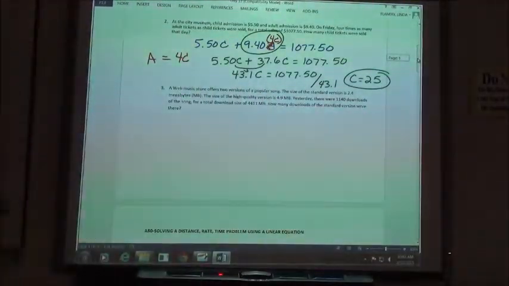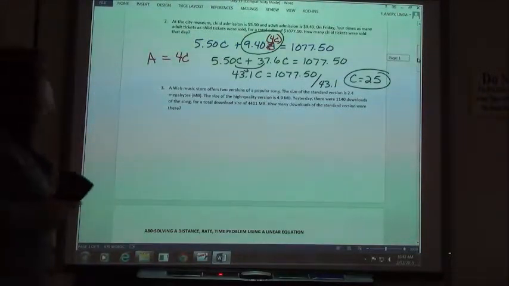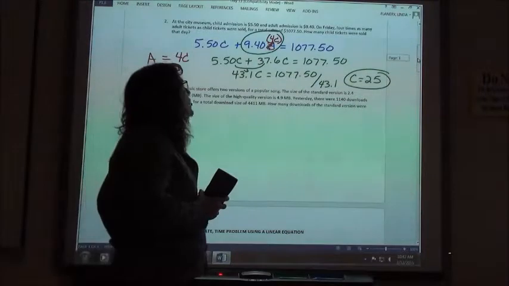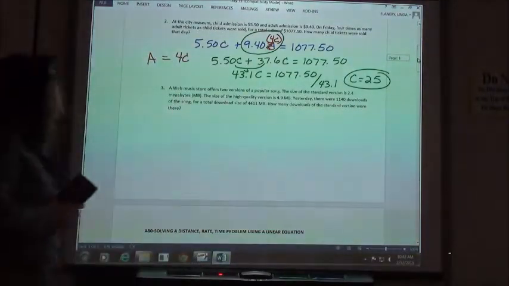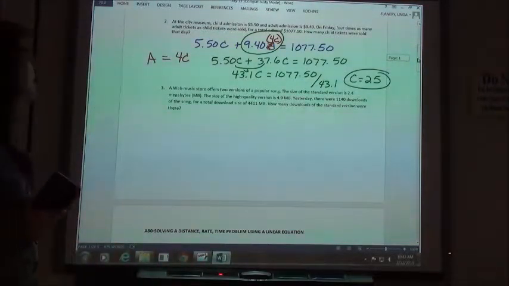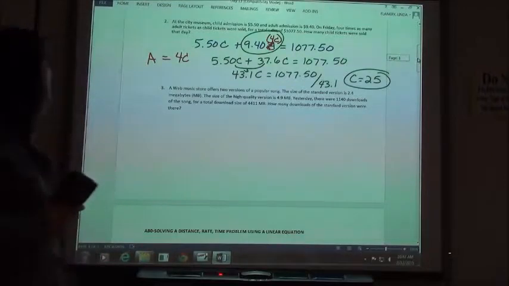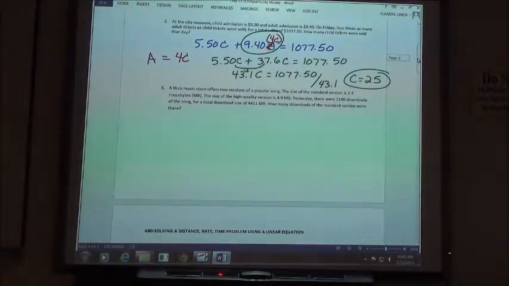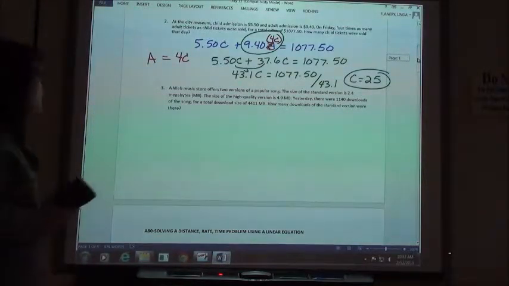Number 3 is kind of like number 1, but I'm going to solve it a different way for those who like other options. It says a web music store offers 2 versions of a popular song. The size of the standard version is 2.4 megabytes. The size of the high quality version is 4.9 megabytes. Yesterday there were 1,140 downloads of the song for a total download size of 4,411 megabytes. How many downloads of the standard version were there?